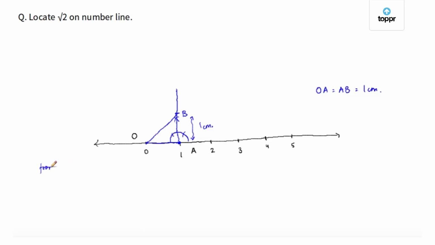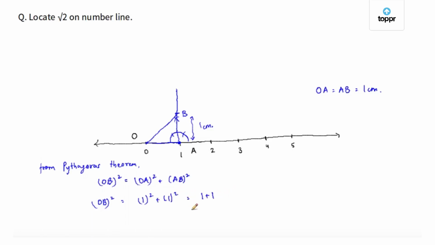So, from Pythagoras theorem, we can say that OB square is equal to OA square plus AB square. If I substitute the value of OA and AB, we get OB square is equal to 1 square plus 1 square, that is 1 plus 1, which gives us OB square as 2. This implies that OB, or the measure of OB, is root 2 centimeter.